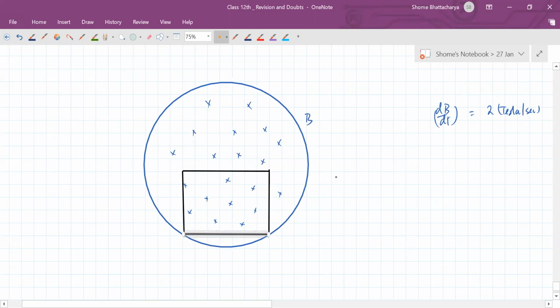Okay, so the center of the side AB coincides with the center of the magnetic field. It is a 20 centimeter square loop, non-conducting.